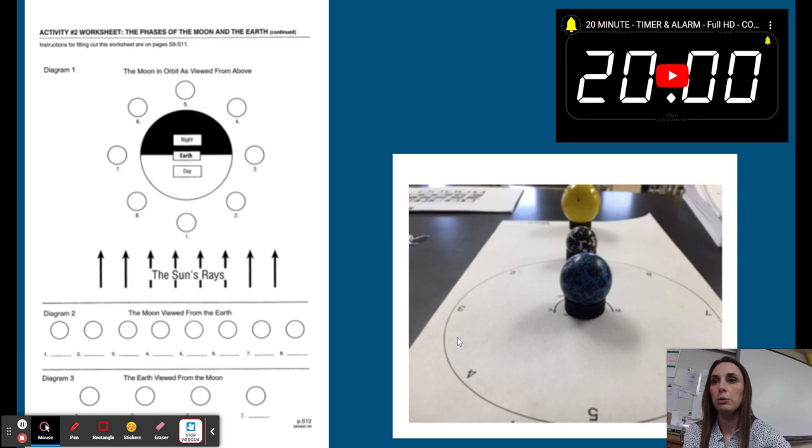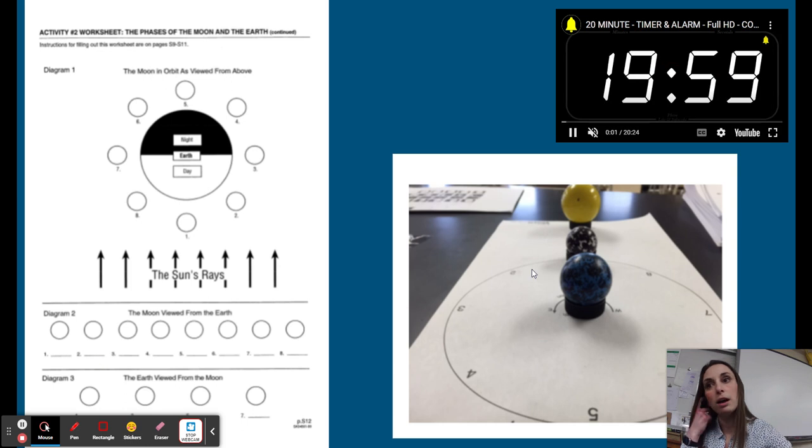Then we'll be working through all the different positions that the moon's orbit goes in, and you will tell me what does it look like from above, what does it look like from the Earth's perspective, and then for every other moon phase, you will say what Earth looks like from the moon's perspective. But I'm assuming you don't have these models at home, so we'll just have to get you caught up when you come back.